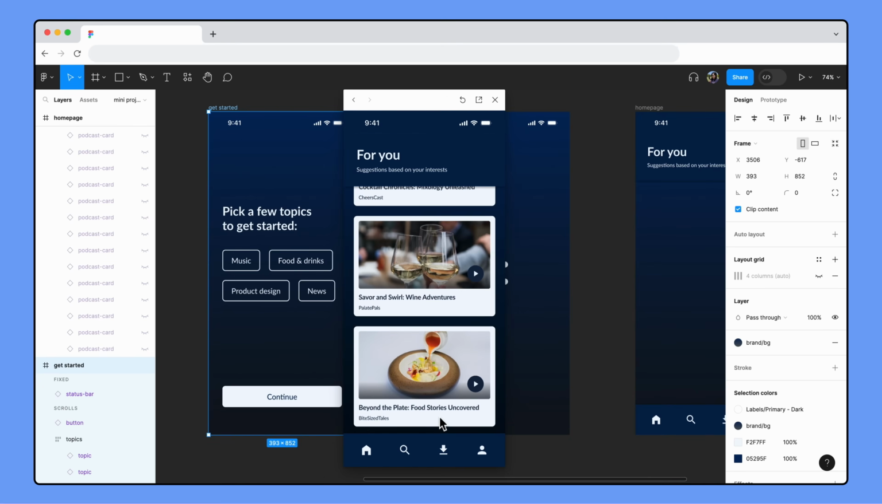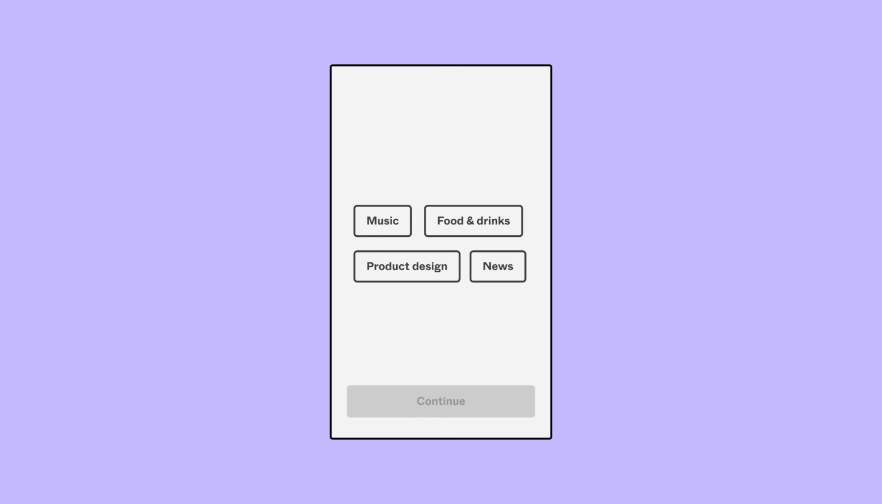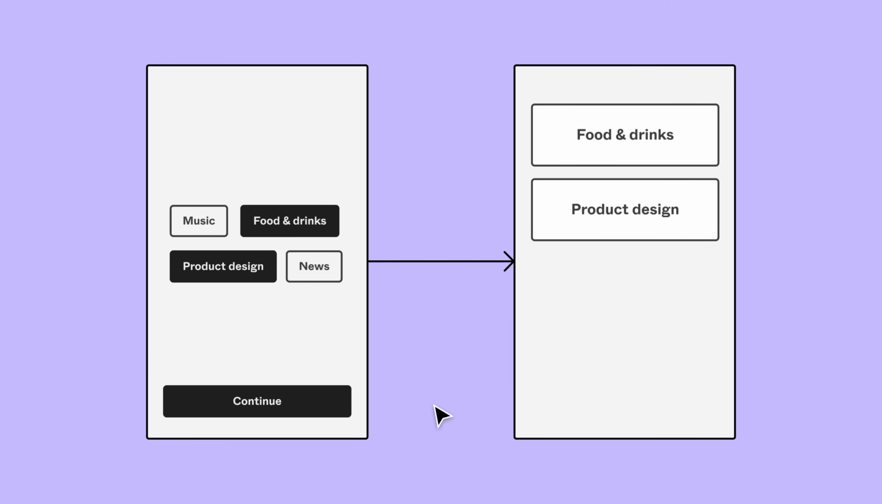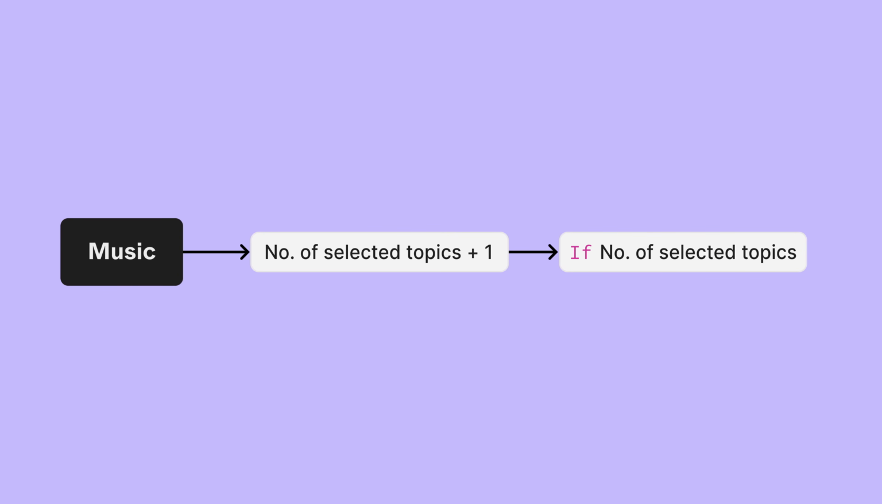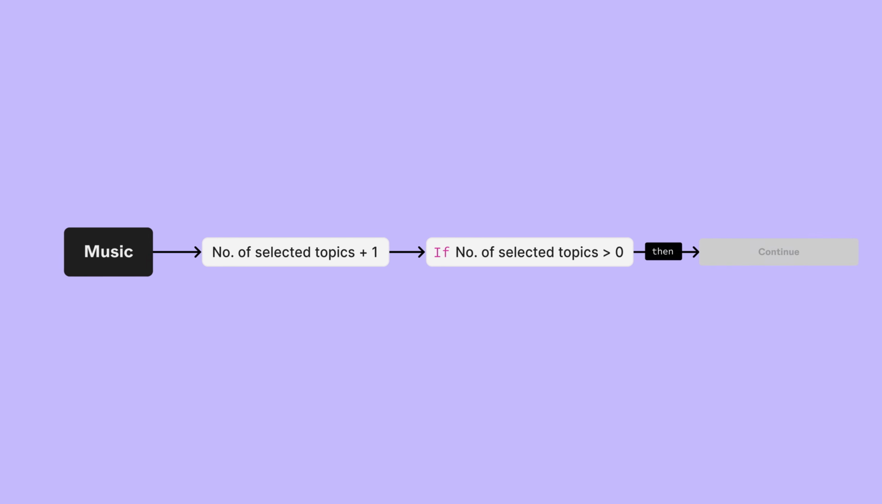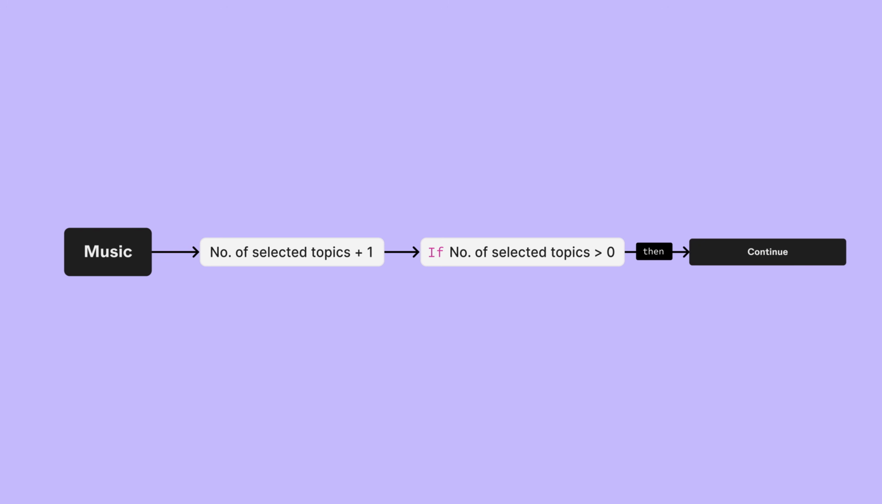Looks like it works. Now, how are users going to get from the Get Started page to the home page? After they select one or more topics, they'll click the Continue button. The Continue button should only be enabled when we have one or more topics selected. This means we'll need some conditional logic and simple math. Let's break it down. Every time we click a topic, the number of selected topics will increase by 1. If the number of selected topics is greater than 0, we will set the button from disabled to enabled.